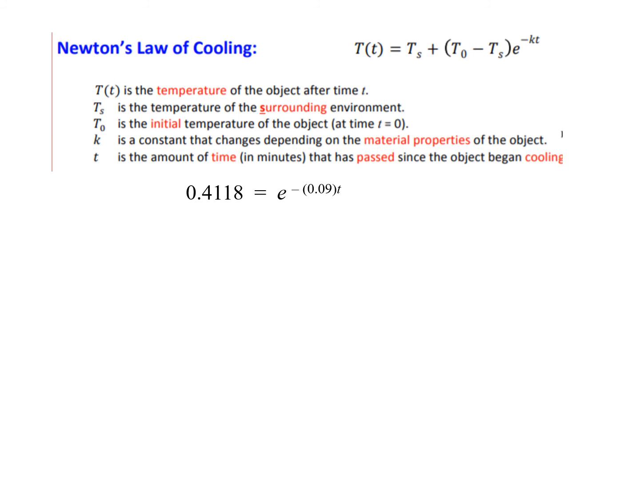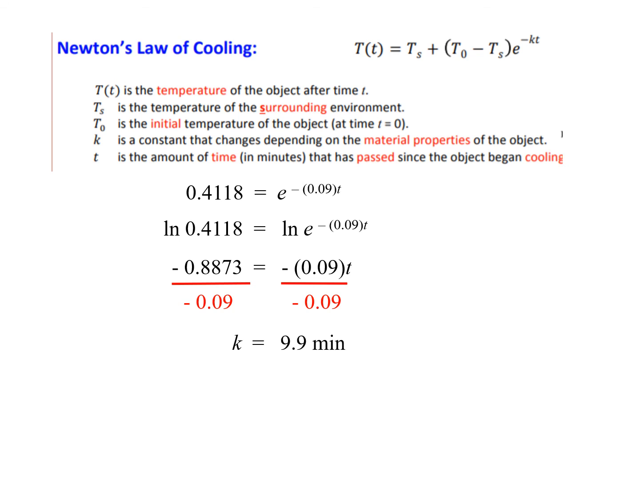Now I have e to the power isolated, so now I can take the natural log of both sides. According to my calculator, that becomes that, and then this is just negative 0.09 times t. Then dividing by negative 0.09 on each side, we get the time in minutes, because the cooling coefficient was in degrees per minute. Okay, 9.9 minutes. Okay, next.